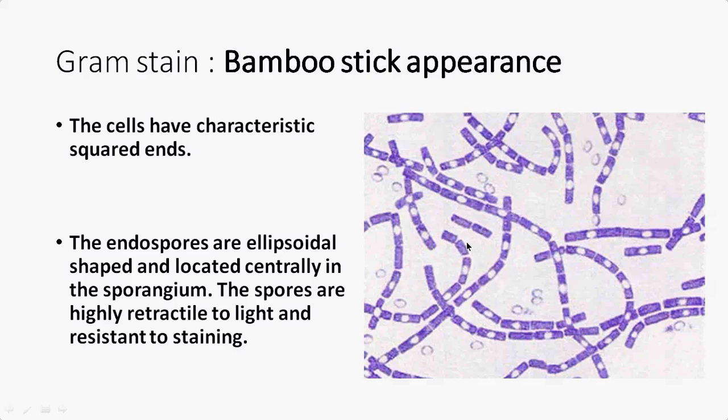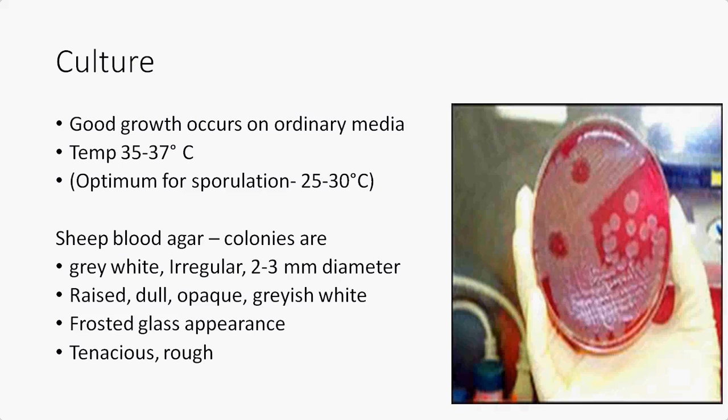Endospores are there. So this is the characteristic squared-ended cell with the central endospore, which does not get stained. So this looks like a typical bamboo stick appearance. This bamboo stick appearance is the particular nature which can be observed, characteristic of this species. So Bacillus will show such a bamboo stick appearance in the Gram staining, with a central unstained area which is nothing but a spore.